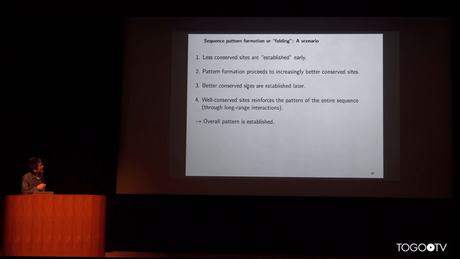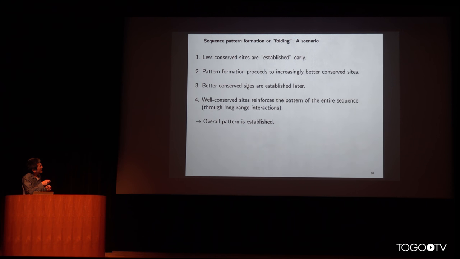So to summarize the results, one scenario emerges about sequence pattern formation or folding in the sequence space. First, less conserved sites are established. But these sites are unconserved, so even at the lower temperature, they are quite disordered. But that triggers progressive development of sequence patterns for better conserved residues, and well-conserved sites are established in a later stage. And then well-conserved sites reinforce the pattern formation of the entire sequence. So it attracts other residues in certain distribution.